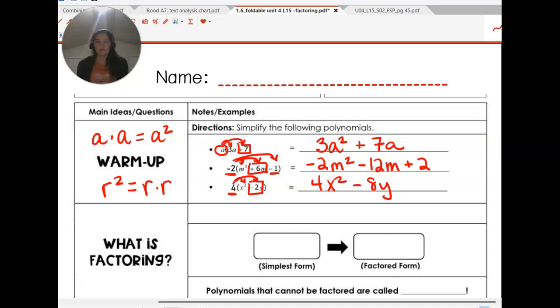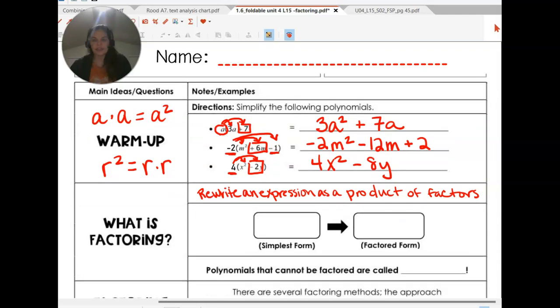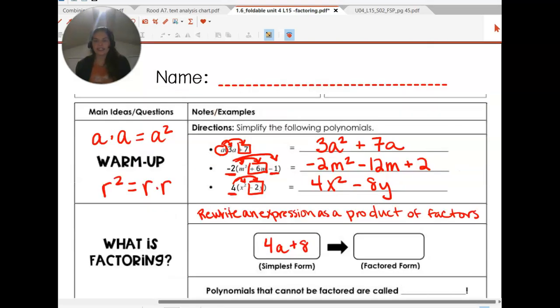All right, what is a factor? It is when we rewrite an expression as a product of factors. So what does that mean? So we have an expression. We have 4a plus 8. So that's a simplest form expression. We want to go ahead and see if we can provide a factored form of this.